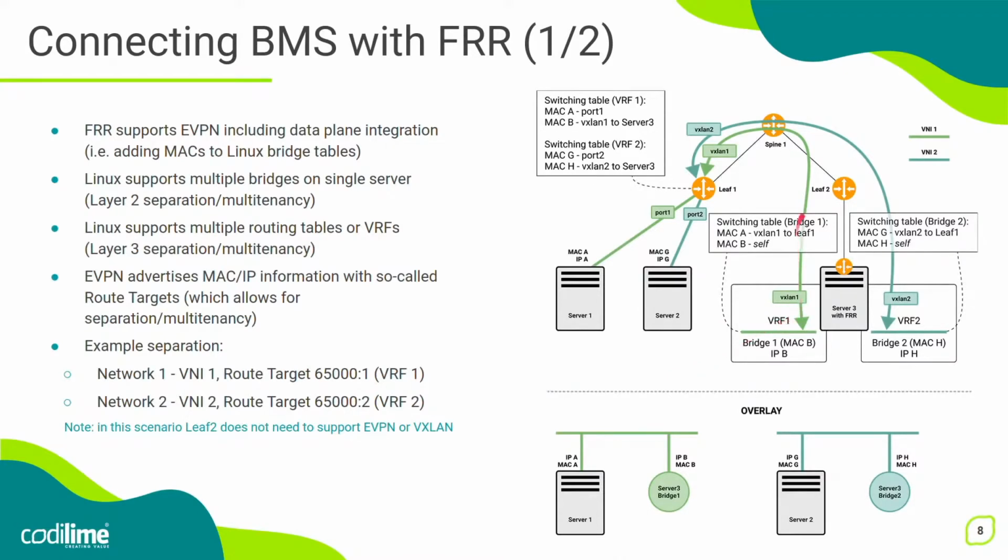So this information will be sent to the leaf1 switch, and leaf1 will take a look at the advertisement and also make sure to note the route target, because this will determine which switching table it will put the information into. Here we see that MAC address B is being entered into the switching table for VRF1, and the destination is the VXLAN interface leading to server 3.